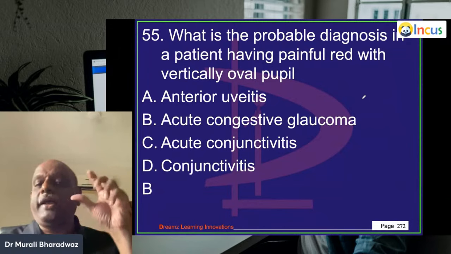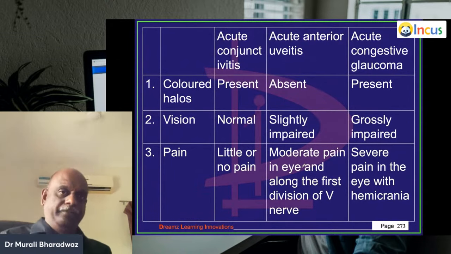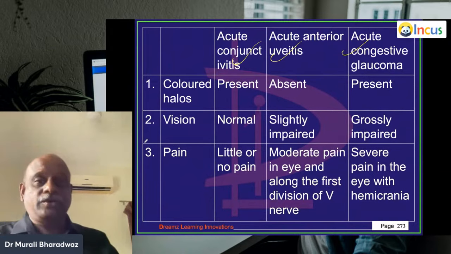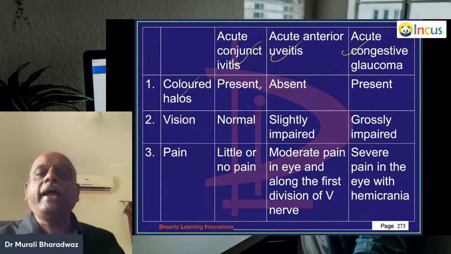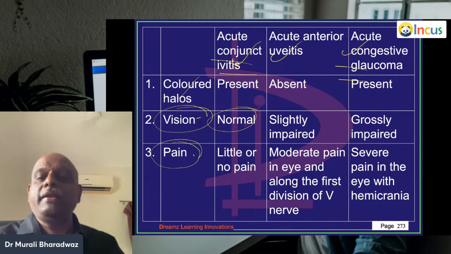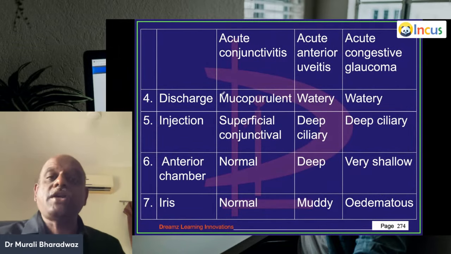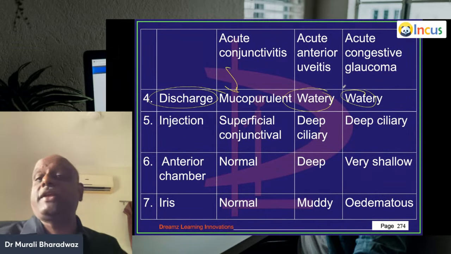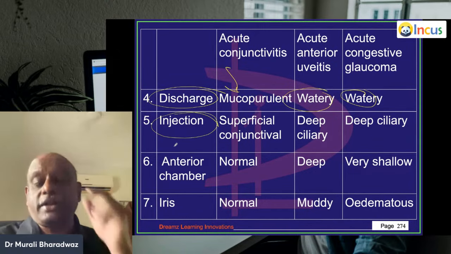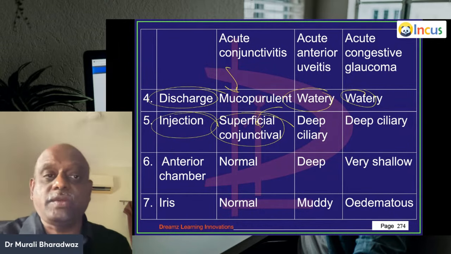Painful red eye with vertically oval pupil. It is acute congestive glaucoma. So acute conjunctivitis versus acute uveitis versus acute congestive glaucoma. Colored halos is a feature of conjunctivitis and glaucoma. Vision is normal in conjunctivitis. Pain is very severe in the eye in acute congestive glaucoma. Discharge is mucopurulent in conjunctivitis, whereas it is watery in uveitis and glaucoma. Injection, ciliary injection, conjunctival injection. It is superficial conjunctival in conjunctivitis, is what you need to remember.